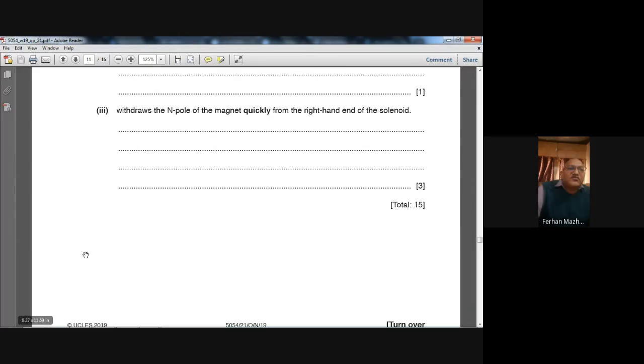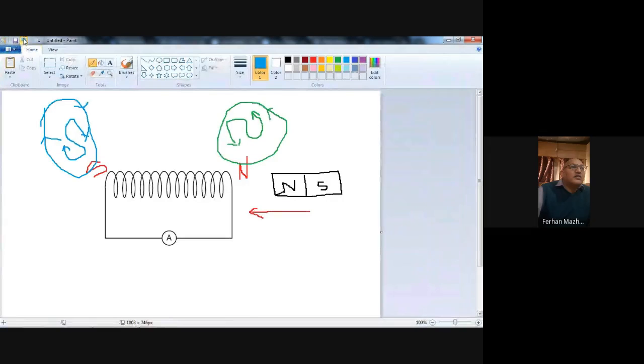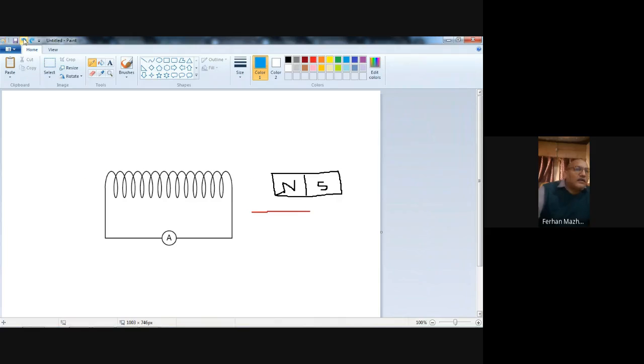You see, it says withdraws the north pole of the magnet quickly from the right hand end of the solenoid. Now they have changed the situation. Let me show you that. Now what they are doing, they are going to take this bar magnet away. Okay. Can you see this paint file?